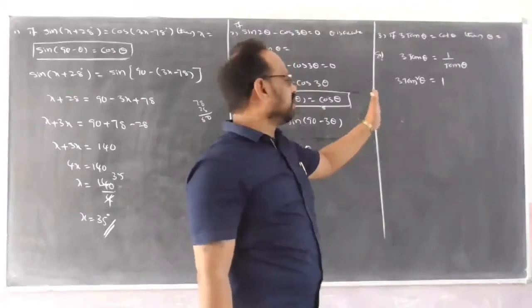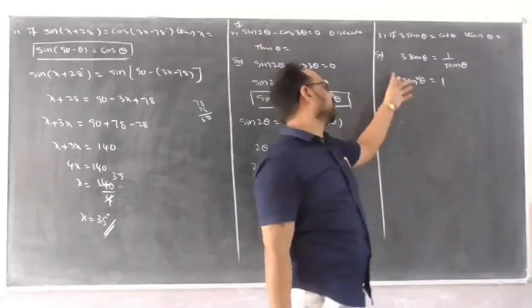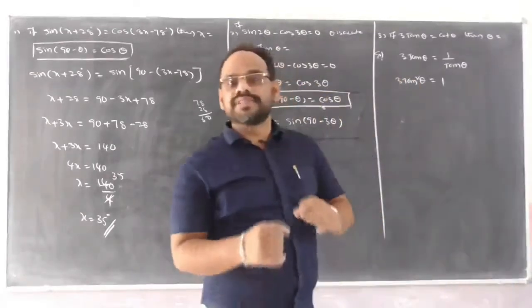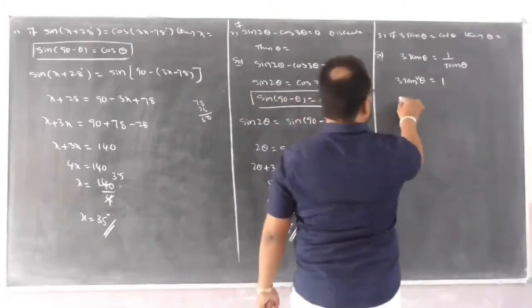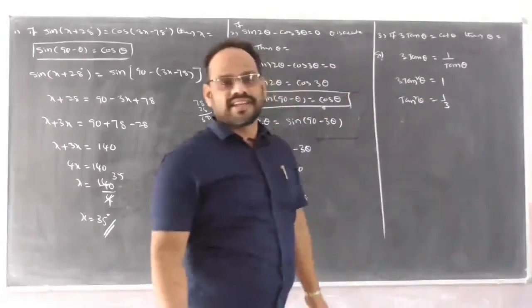If you transpose 3 from LHS to RHS, it will become a division quantity, because here 3 is a multiplication quantity. If you transpose it, it will become division. So tan square theta is equal to how much? Tan square theta equals 1 by 3.